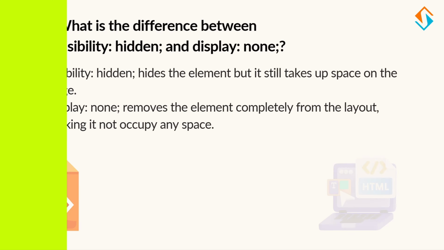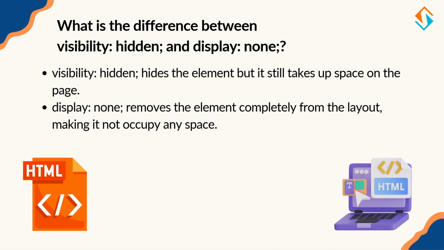Next question is, what's the difference between visibility hidden and display none? So this is a classic interview question. Both visibility hidden and display none are used to hide elements, but they work differently. First, visibility hidden makes the element invisible, but it still takes up space on the page. Think of it like turning the element invisible while keeping its footprint. Next, display none removes the element entirely from the layout as if it was never there. The other elements will move up and take its place.